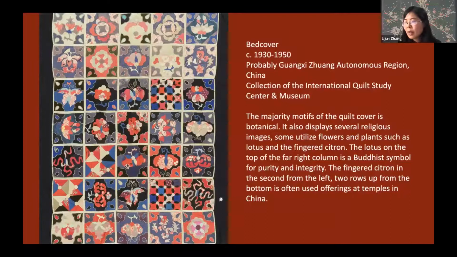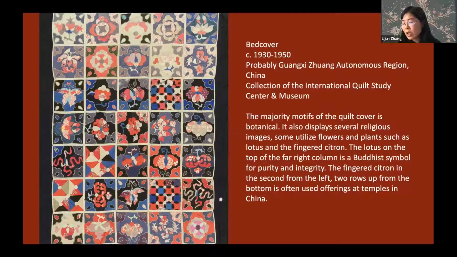Some religious imagery utilizes flowers and plants. So the majority of motifs on the quilt cover on the slide are botanical. Some of them have religious connotations, such as the lotus and the fingered citron. The lotus on the top of the far right column is a Buddhist symbol for purity and integrity.